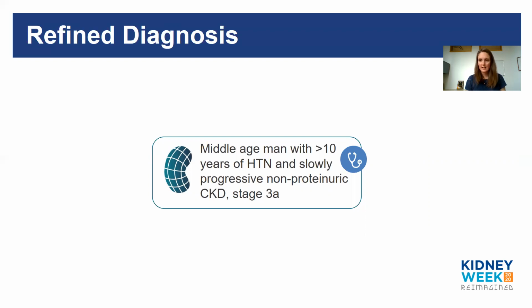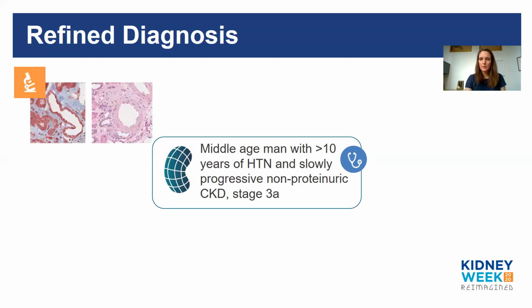And like many patients I take care of, and I'm sure you take care of, he was a middle-aged man who'd had over 10 years of hypertension. He did not have protein in his urine and had slowly progressive CKD, currently stage 3A. And what we saw first on his biopsy, I think to the surprise of the adjudication committee, despite not having any signs of acute kidney injury, his tubules actually showed some evidence of injury.